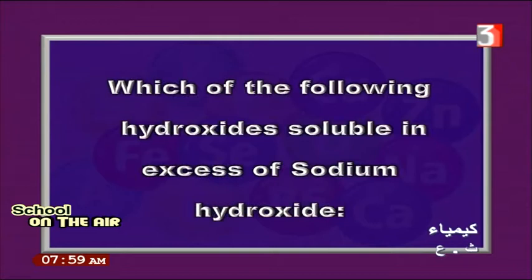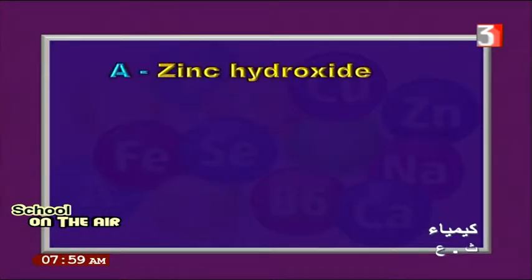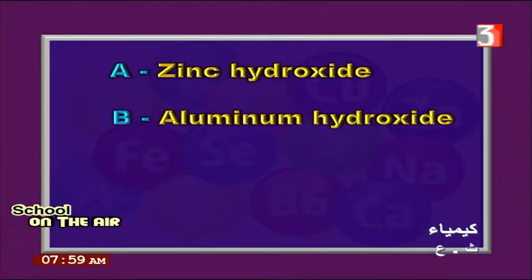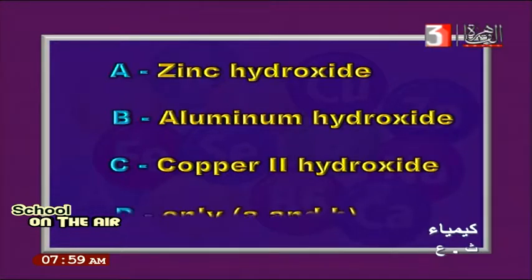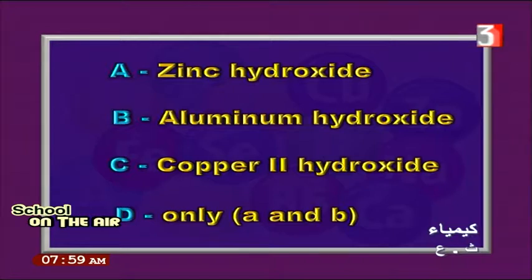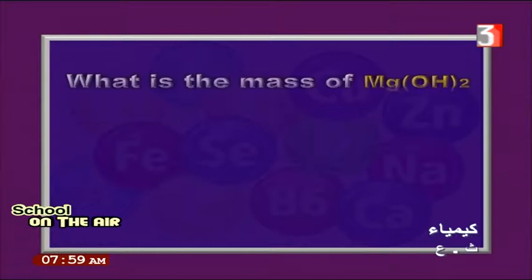Let's move to this question. Which of the following hydroxides is soluble in excess of sodium hydroxide? Zinc hydroxide, or aluminium hydroxide, or copper 2 hydroxide, or only A and B? Which one dissolves? I can say aluminium hydroxide dissolves in sodium hydroxide to form sodium metaaluminate. You know? What about the other question?